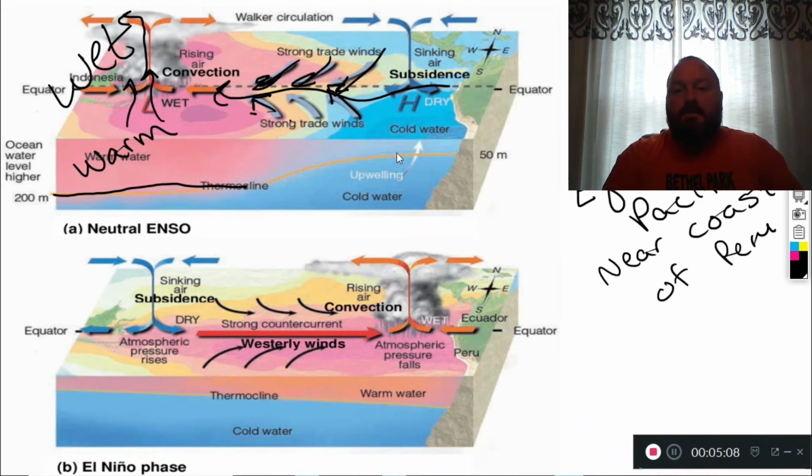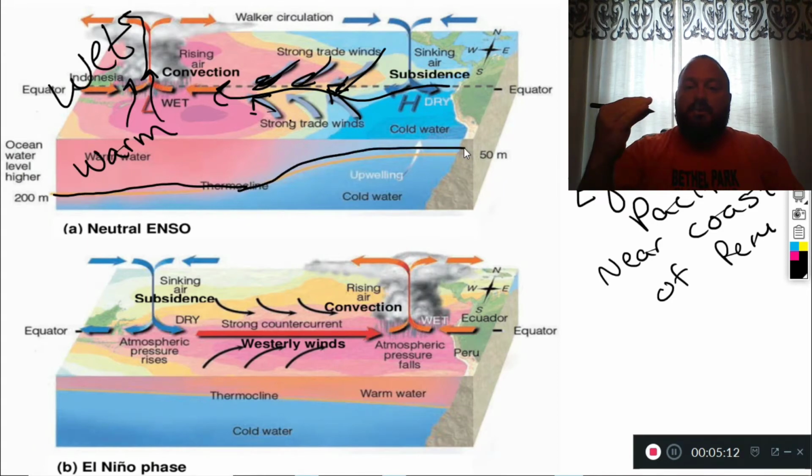On the eastern side of the Pacific, again, my thermocline goes way up because there's a drastic change in water temperature, a lot shallower depth. So over here, that water that got pushed across the equator has to be replaced from somewhere. It's replaced with cold water from below.